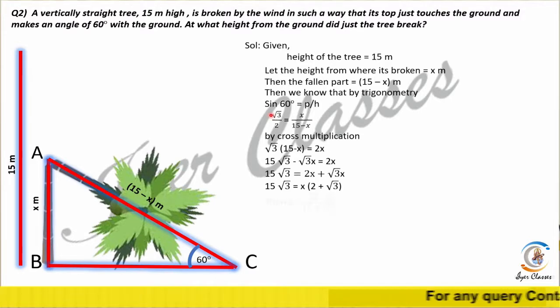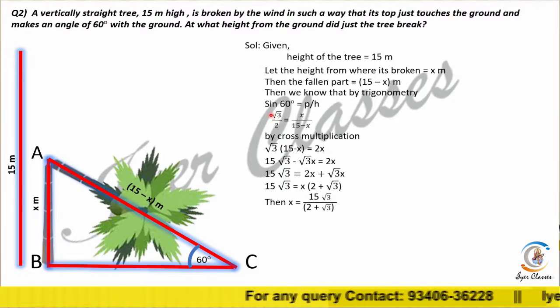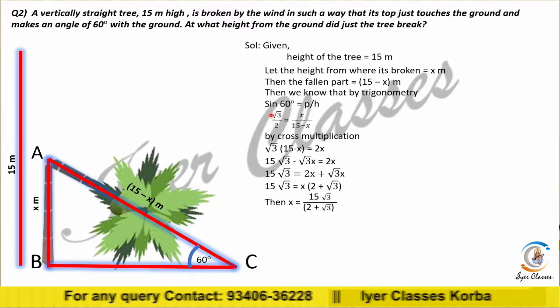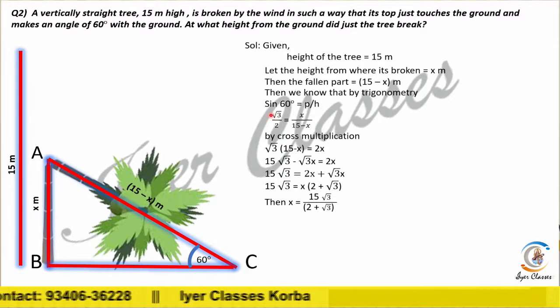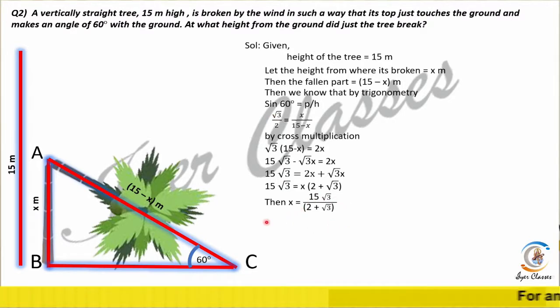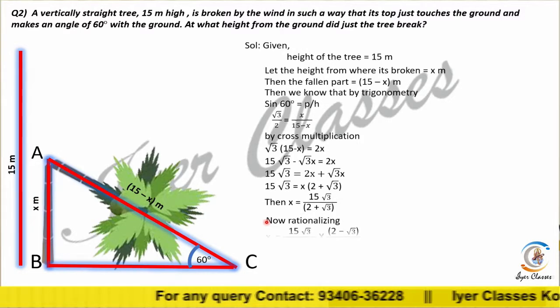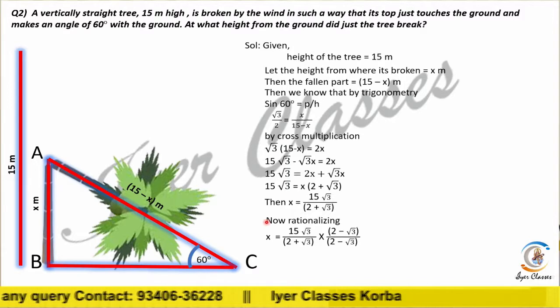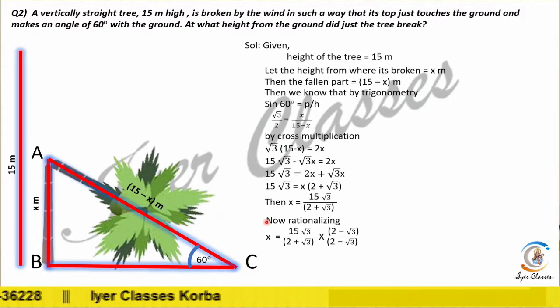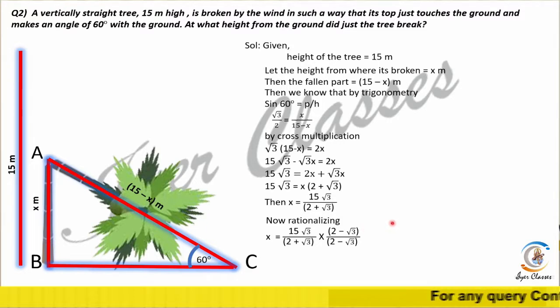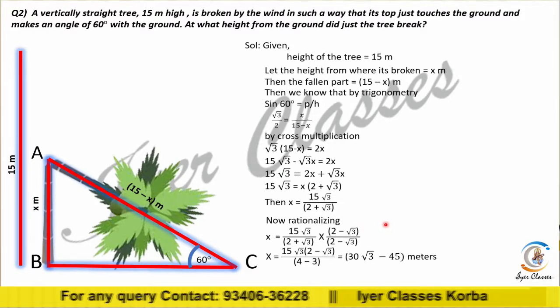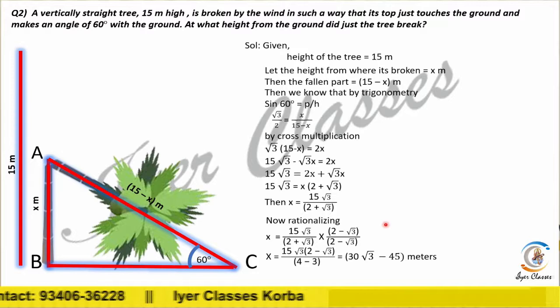Okay, now you want the value of x. So you get x is equal to 15 root 3 divided by 2 plus root 3. Can we have an irrational number in the denominator? No. So rationalize it. On rationalizing, x is equal to 15 root 3 divided by 2 plus root 3, and the rationalizing factor here is 2 minus root 3. Multiply and get the answer. You got it as 30 root 3 minus 45 meters.